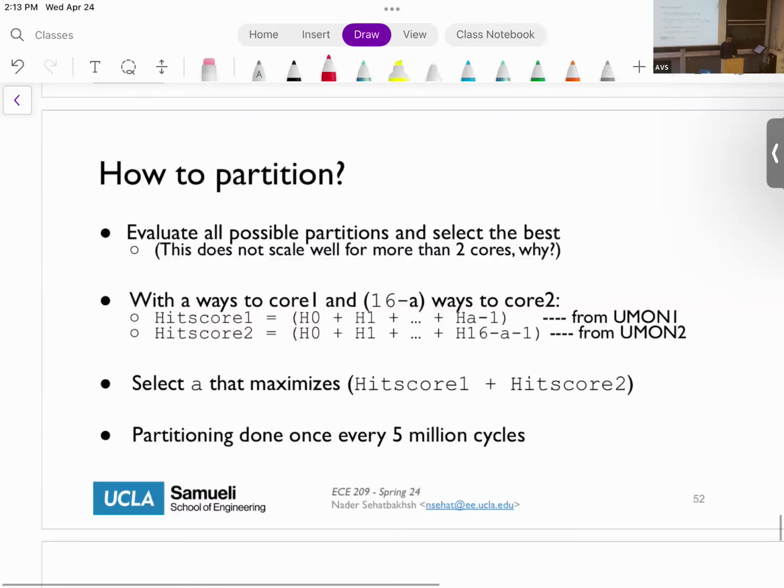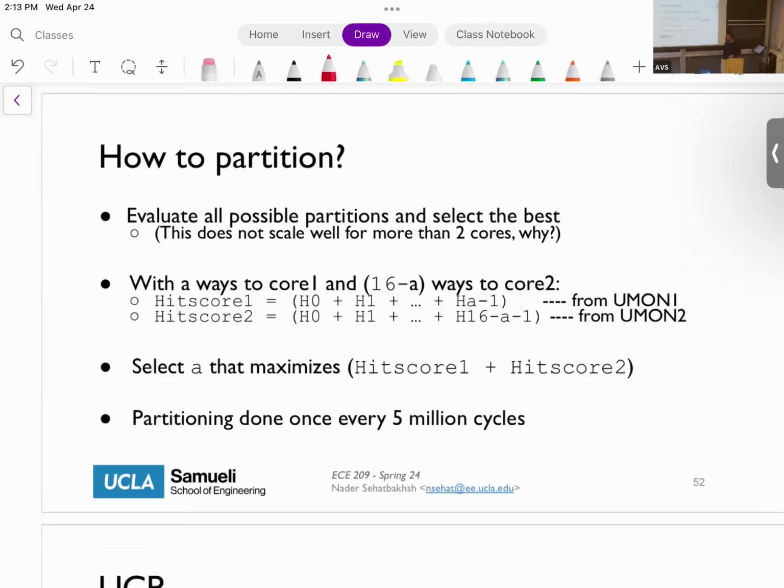Then what we'll do is we now just need to decide how to partition. So we have these counters, right? So we have H0 all the way to H15 for application number 1, and then we have the same for application number 2. For now, let's assume that we have only 2 applications, the simplest scenario, okay? So we have hit score for application 1 and hit score for application 2, okay? So this is for monitoring 1 and monitoring 2. So now the question is, how should I divide this cache between these 2 applications?